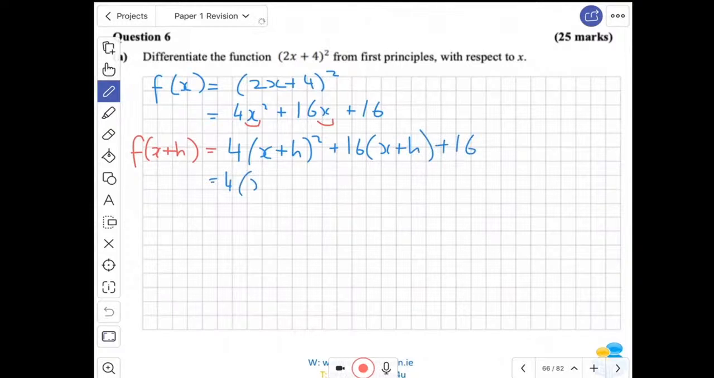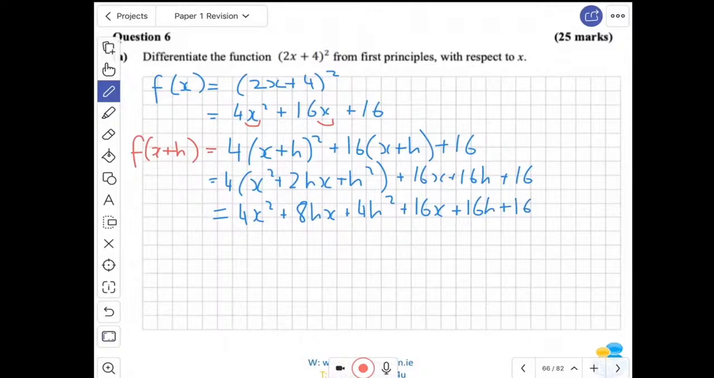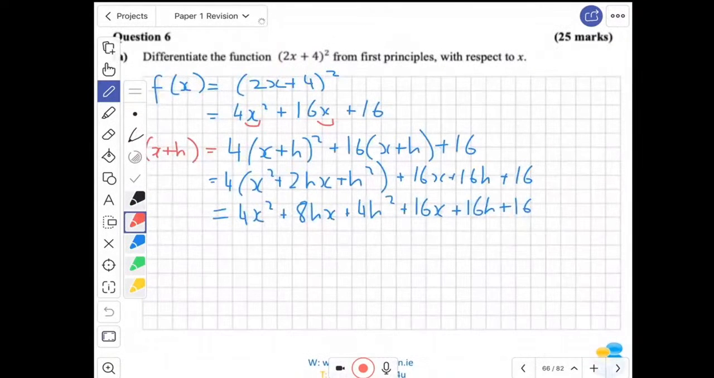That's going to give me 4(x² + 2hx + h²) + 16x + 16h + 16. And I always tidy up before I go and do anything else. So that's going to give me 4x² + 8hx + 4h² + 16x + 16h + 16. Okay, that's step 1. Step 2 is where I minus f(x) away. So I'm going to do my next stage, which is f(x + h) − f(x).